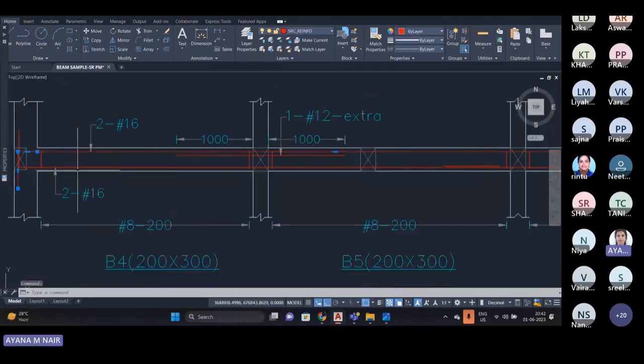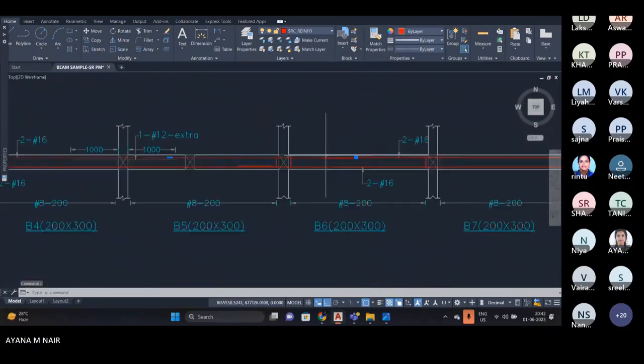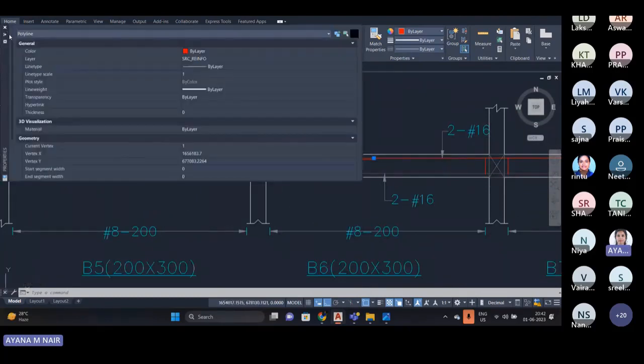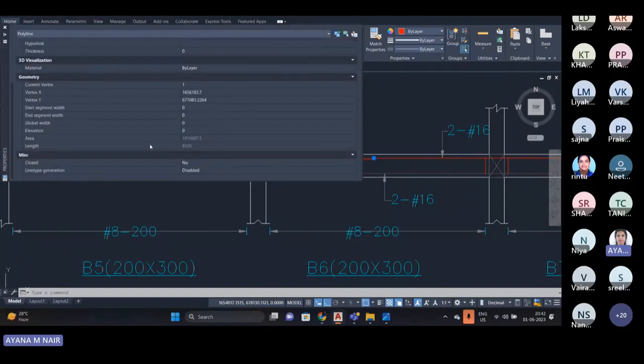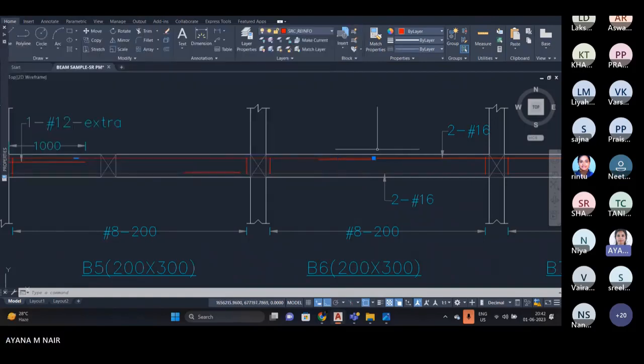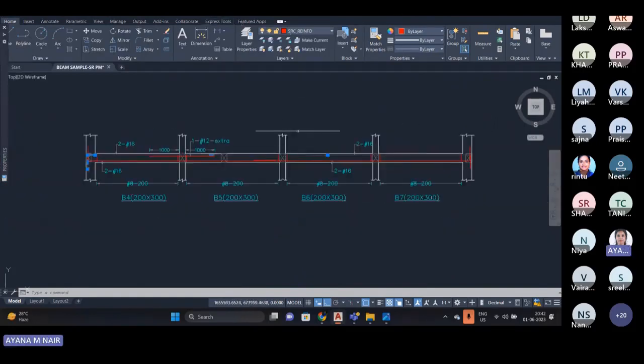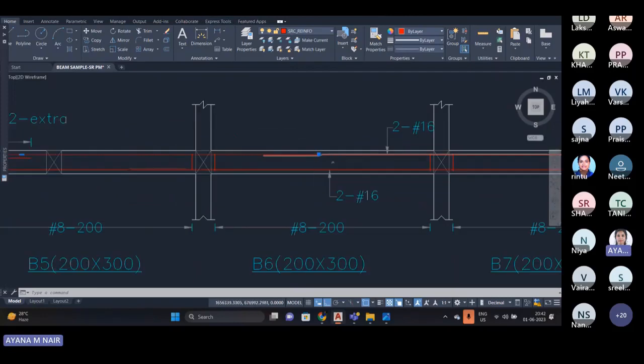Here the lapping is provided in the middle section of the span of the beam. So checking this, you can see the length is 8 by 20, so it is not more than 12 meters. So the lapping is correct, and it is also provided at the middle section. So now I am showing you how to draw this lapping. Okay.